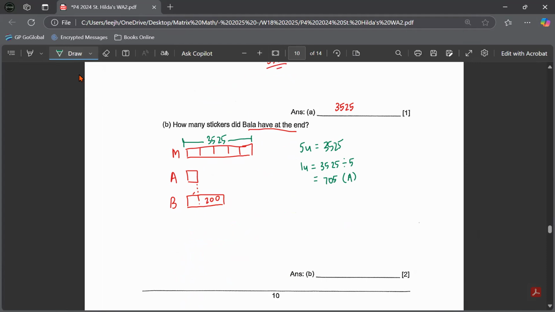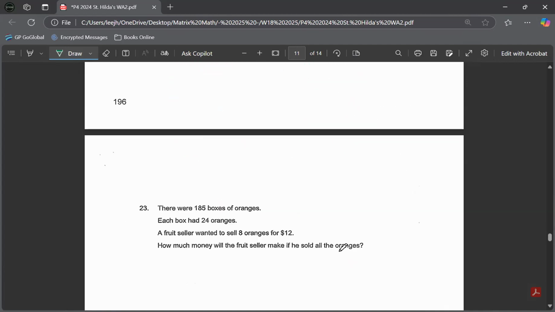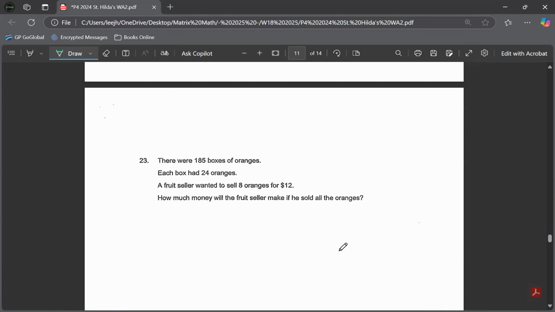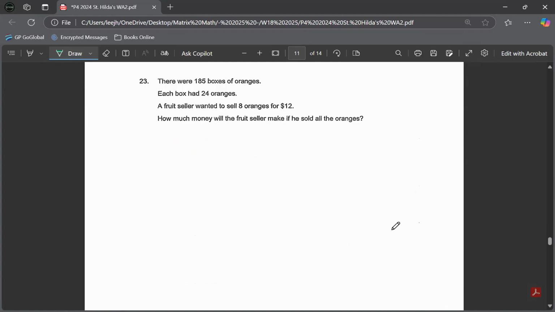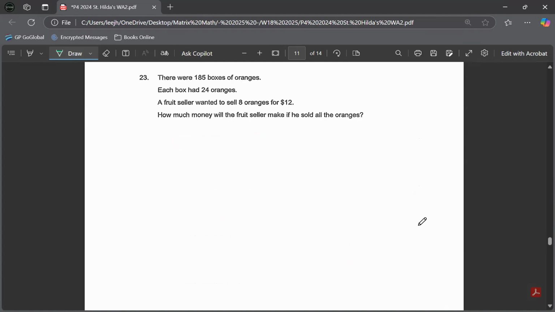Bala got 200 more. So I want to find this. So we take 705 plus 200. Answer is 905 stickers. So 905. Okay. Question number 23. So I think the last question, if I'm not wrong. Yeah, it is. Okay, so let's check.